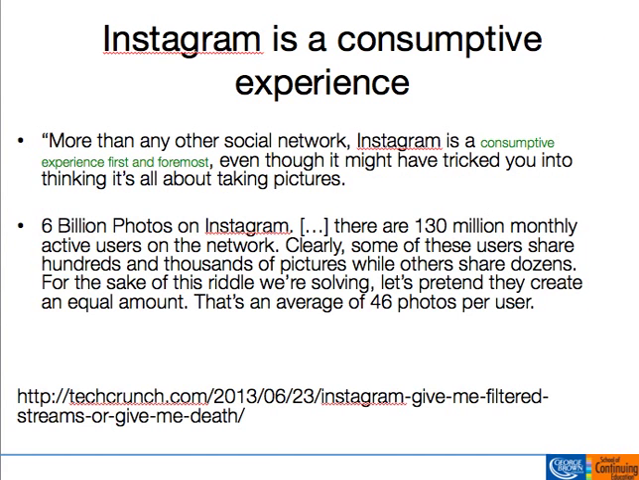What I like to say when I describe Instagram in one word, it's consumption. Instagram is such an interesting platform from a social media perspective because it is a consumptive experience instead of an active sharing experience like the other tools tend to really promote. More than any other social network, Instagram has a consumptive experience first and foremost, even though they trick you into thinking it's about taking photos. Although there are 6 billion total photos on Instagram, there are more than 130 million active users on the network. Actually, that stat's old. 300 million monthly users on the network. So we see that people are sharing and engaging for the engagement's sake.